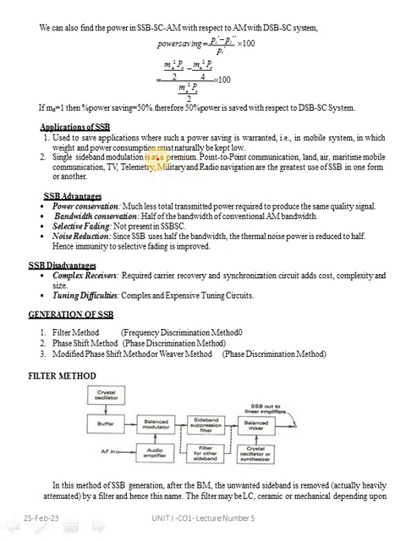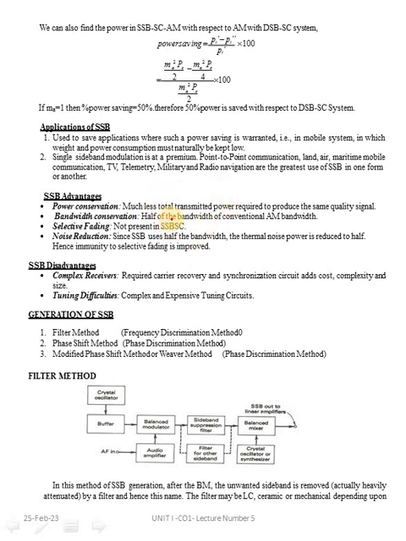It is used in applications such as power saving, like mobile systems in which weight and power consumption must naturally be kept low. So there we can use SSB, where single sideband modulation is at a premium. Point-to-point communication, air and mobile communication, TV, telemetry, military and radio navigation: we can use SSB in these.